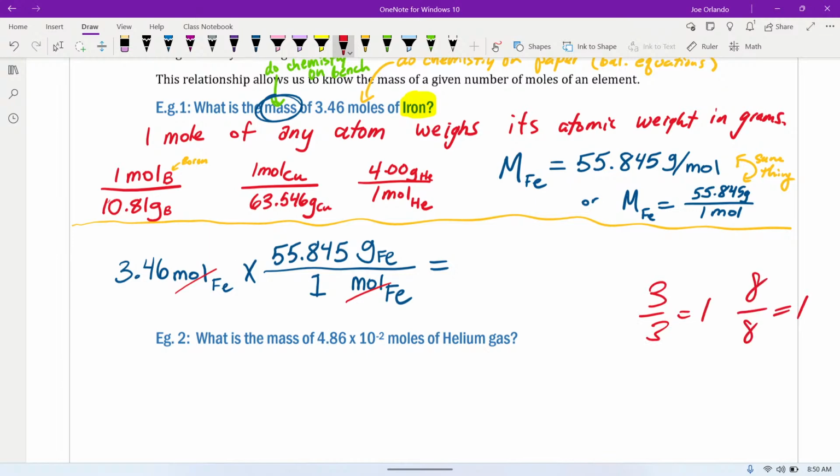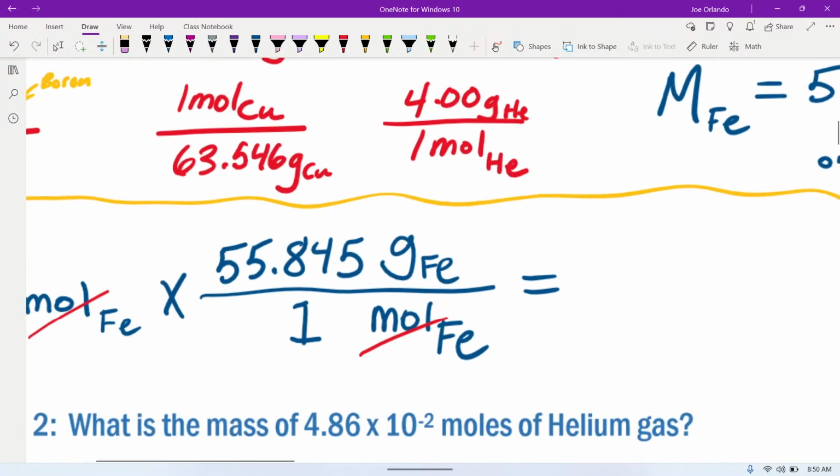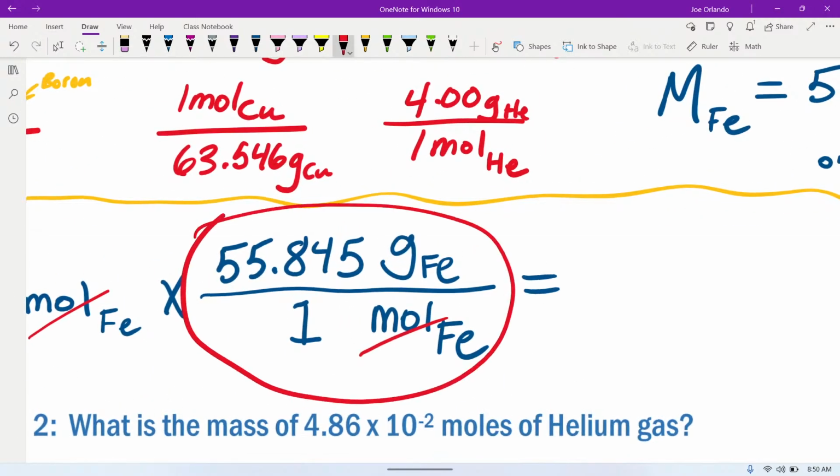And of course, if you multiply by 1, does the number change? No, right? If you divide by 1, does the number change? No. But here's kind of the weird thing, and this is where math meets philosophy. You'll never hear a math teacher talk about this, but this is what we're going to talk about in science. This fraction actually kind of equals 1. Not the number, right? 55.845 divided by 1 doesn't equal 1.